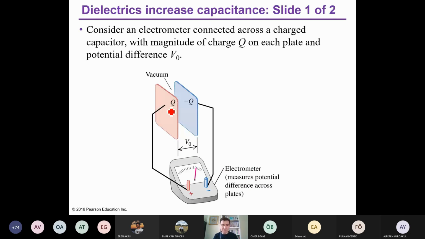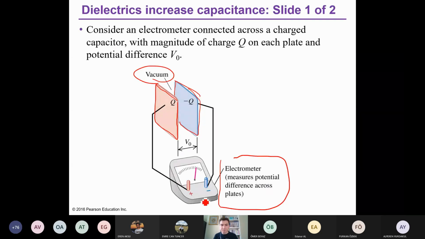Here we have two metal plates. One has charge Q, the other one has charge negative Q, and there is a vacuum in between, nothing, okay? By using an electrometer, we measure the potential difference across the plates, and this electrometer measures this potential difference between the two plates. It is V0. There is nothing between the plates, just vacuum.